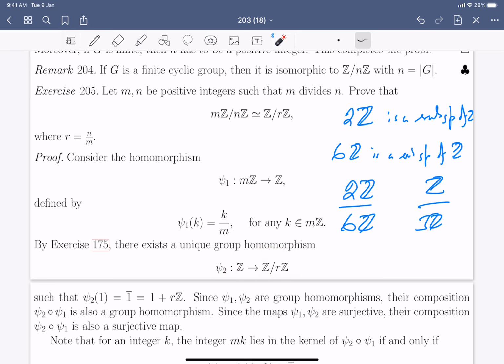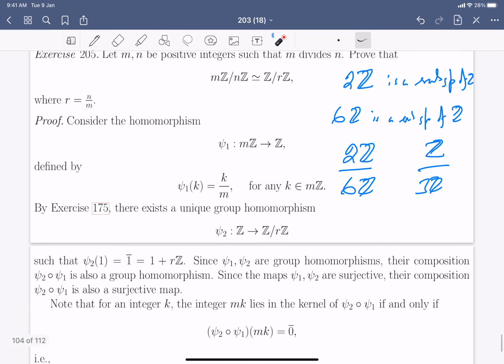So you start with this map psi1 from mZ to Z, where we send any integer k lying inside mZ to the integer k over m. Note that things are fine in the sense that if you start with an element k of mZ, then it is a multiple of m by definition of mZ, and if you look at k over m, it has to be an integer.